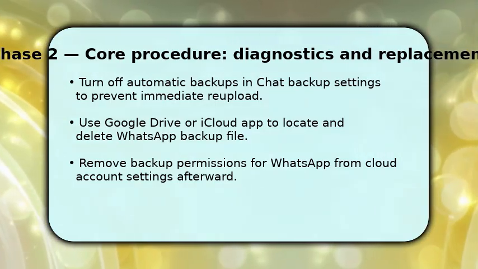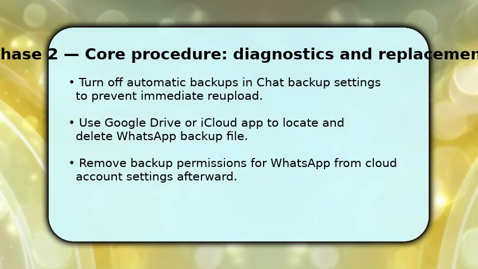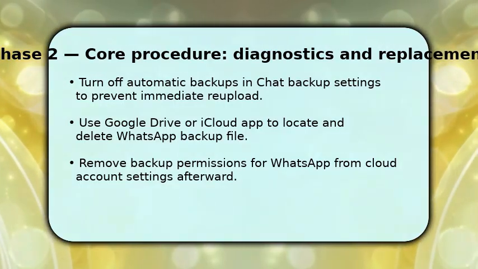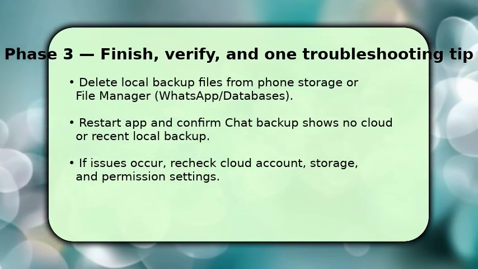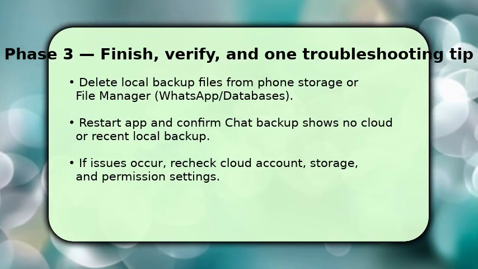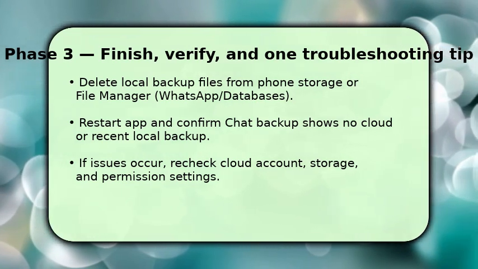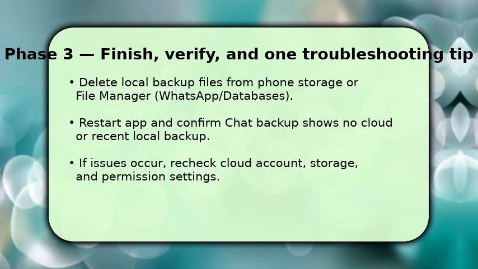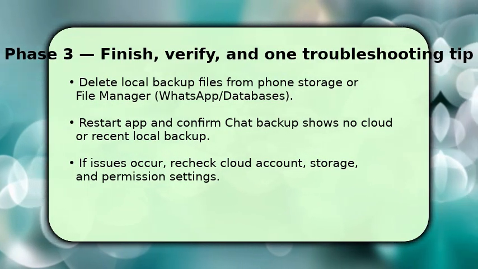You finish by removing any local copies. Use your file manager to delete files in WhatsApp/databases or clear app storage in system settings. This eliminates offline backups. Then restart WhatsApp Business and revisit Chat Backup to verify there's no listed backup date.